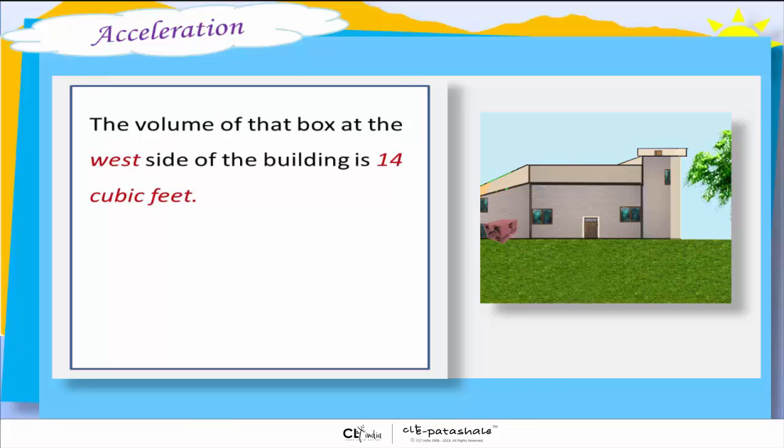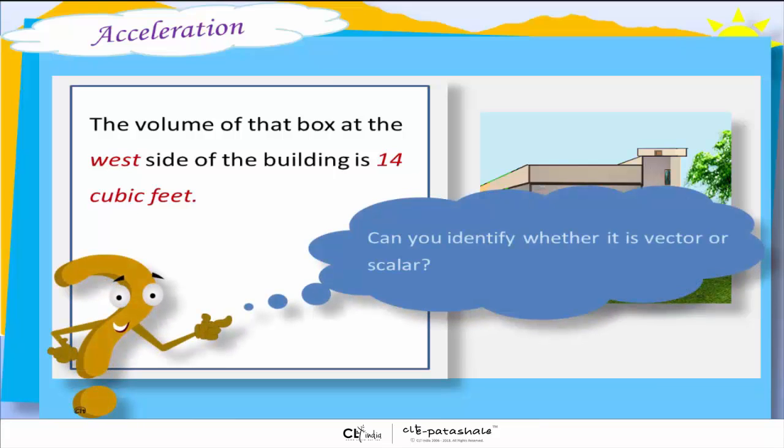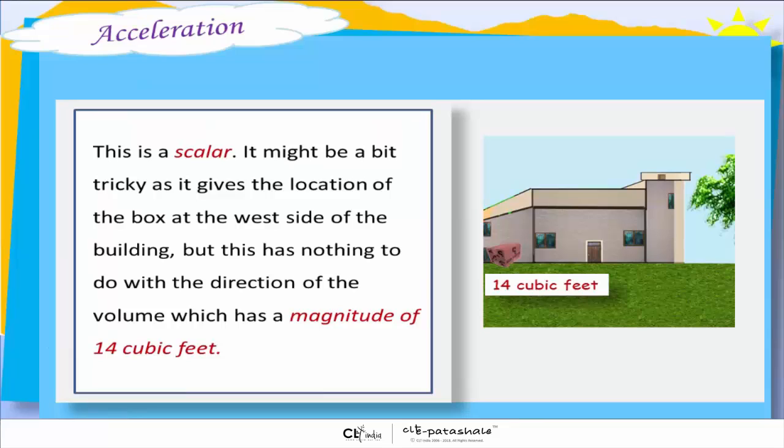The volume of that box at the west side of the building is 14 cubic feet. Can you identify whether this is a vector or a scalar? Children, this is actually a scalar. It might be a bit tricky as it gives the location of the box as the west side of the building. But this has nothing to do with the direction of the volume, which has a magnitude of 14 cubic feet.